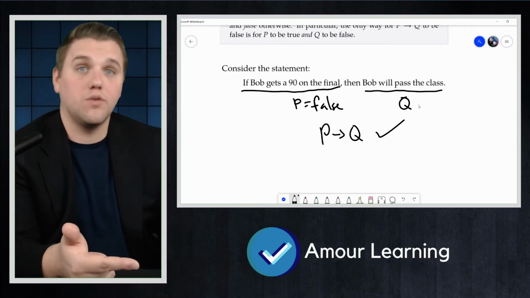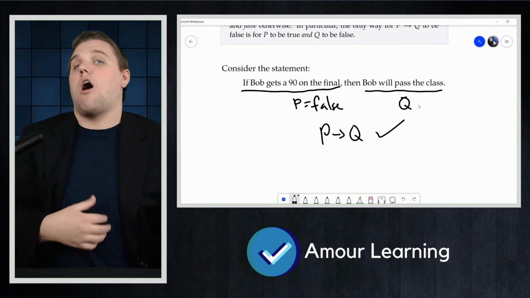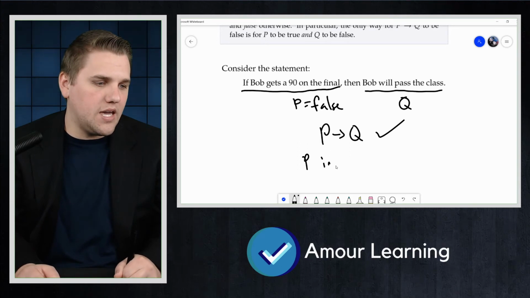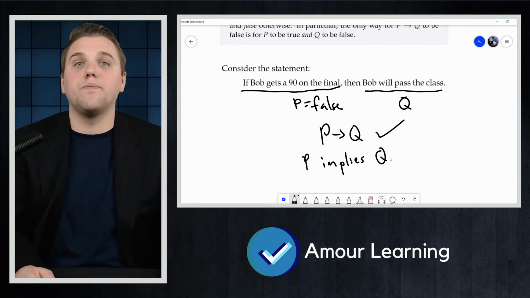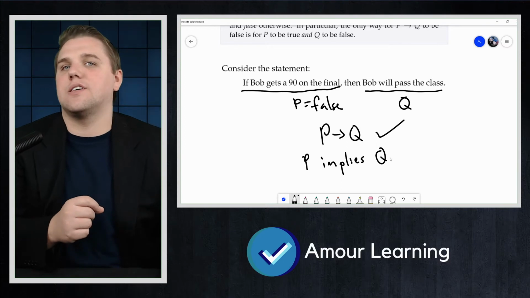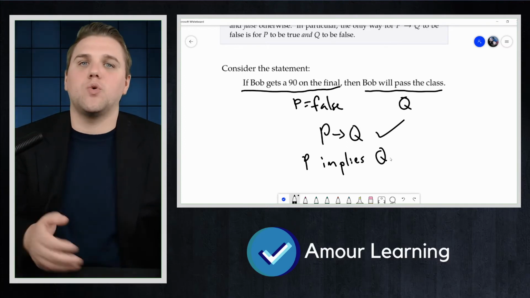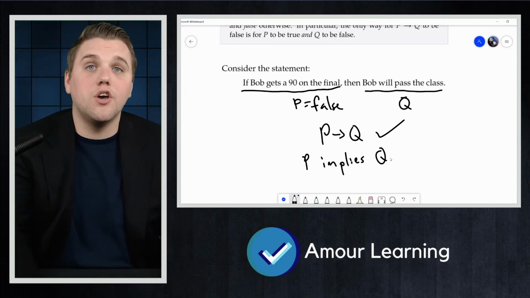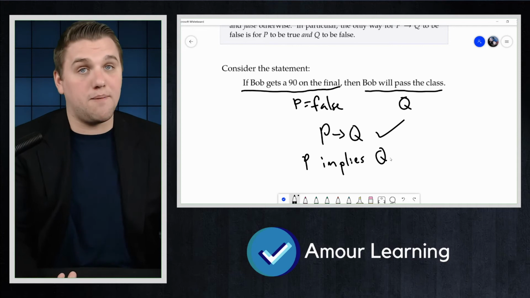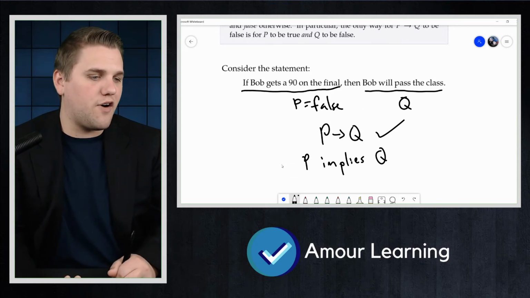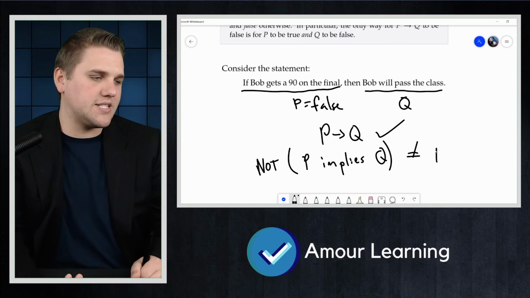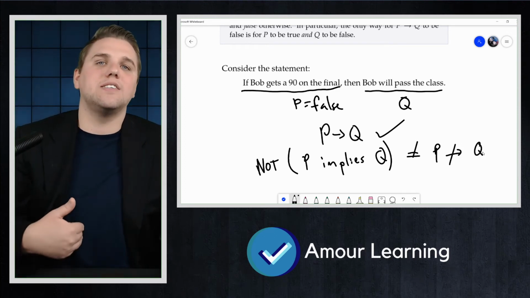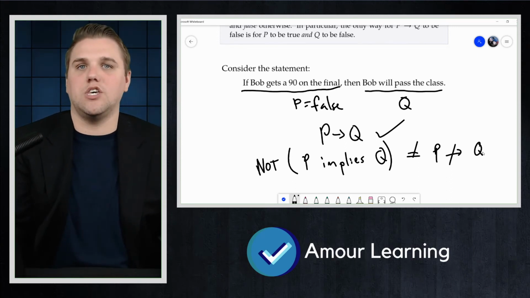or Q is true. Now, just to be clear, although we sometimes read P implies Q as "P implies Q," we are not insisting that there is some causal relationship between the statements P and Q. In particular, if you claim that P implies Q is false, you're not saying that P does not imply Q. So to say that this is false is not the same thing as P does not imply Q. You are saying that it is not true that P implies Q.